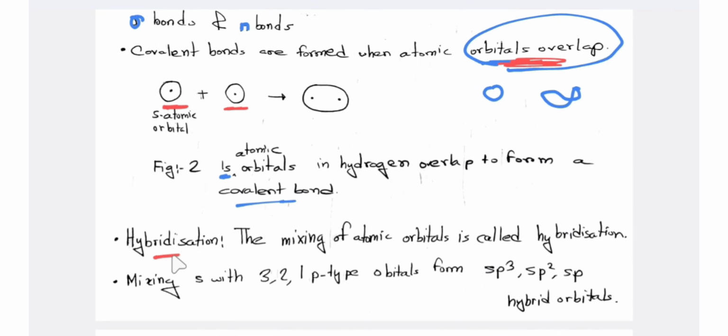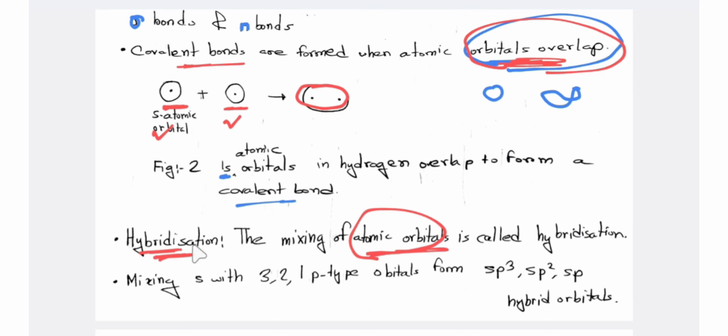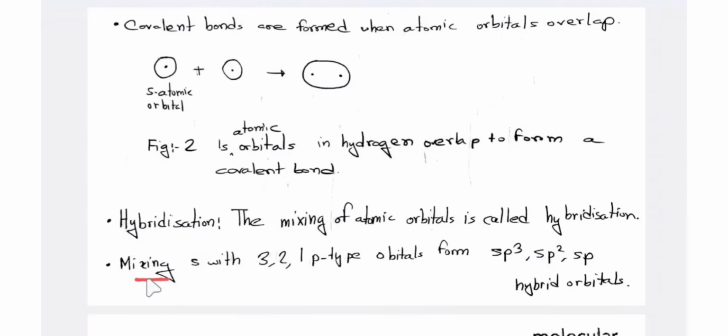Now, first of all, what is hybridization? Hybridization is the mixing of atomic orbitals. For example, this atomic orbital mixes with this atomic orbital to form this structure. So hybridization is the mixing of atomic orbitals, and as atomic orbitals overlap, covalent bonds are formed.